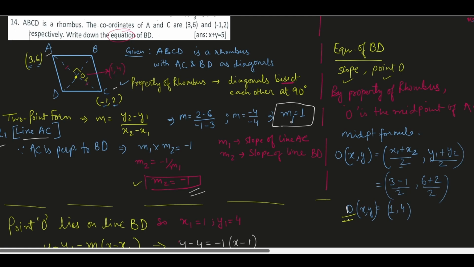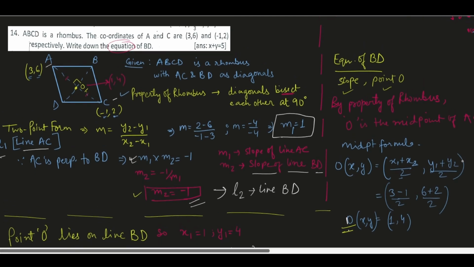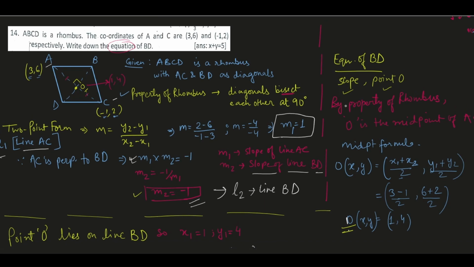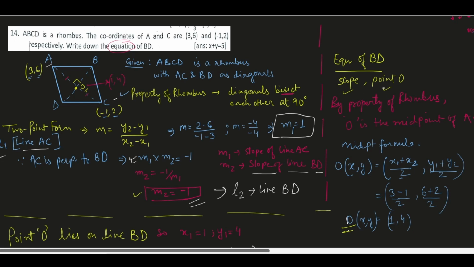After finding M1, since I know that BD is perpendicular, I established a relationship as m1 into m2 is equal to -1. Then I substituted the values and got m2 as -1. Means this is for BD. L2, that is line BD. I've written also here slope of line BD. Now, after finding this, to find the equation of BD, I need to have some data with me, right? So I have the slope. Now I have to find one point, that is point O.